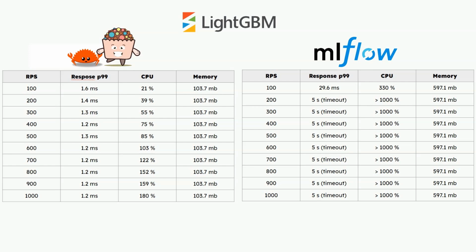On the other hand, the MLflow serving Python implementation performs much worse. For higher traffic, the response times are higher than 5 seconds, which exceeds the timeout value. CPU usage quickly consumes available machine resources. The memory usage is stable for all cases.